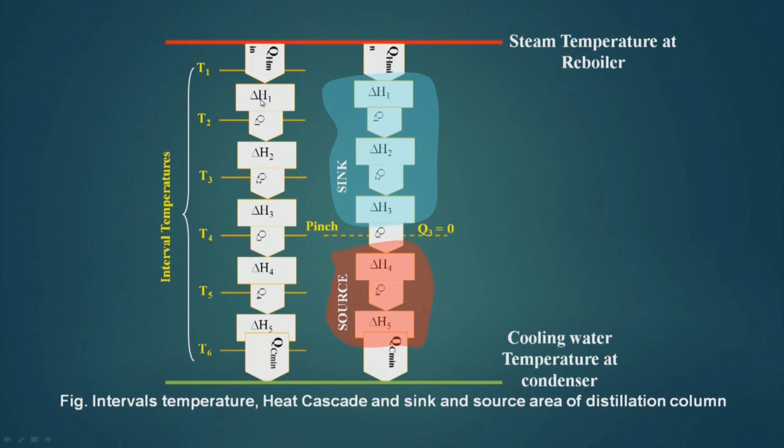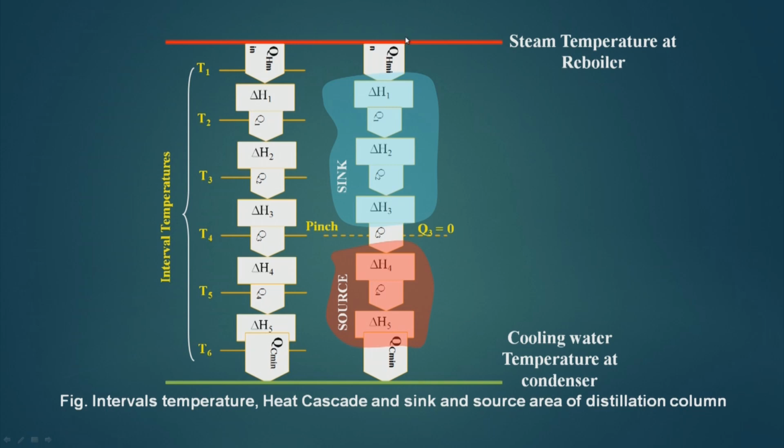then delta T H is handled by this, and Q1 passes through T2, Q2 passes through T3, and if T4 is the pinch, then Q3 is 0. Now, if I see this region of the distillation column, this works as a sink, and this region of the distillation column works as a source.